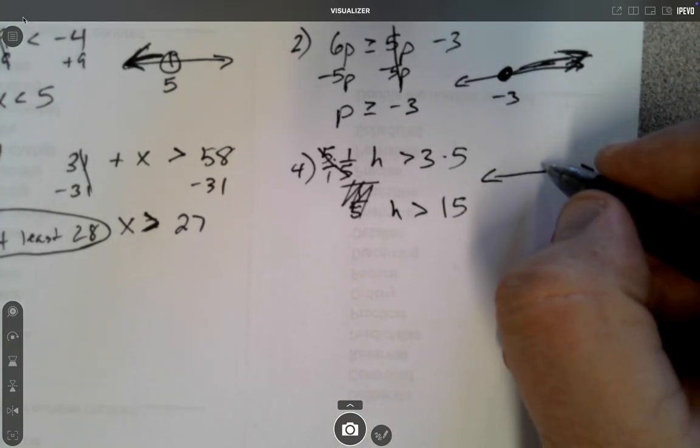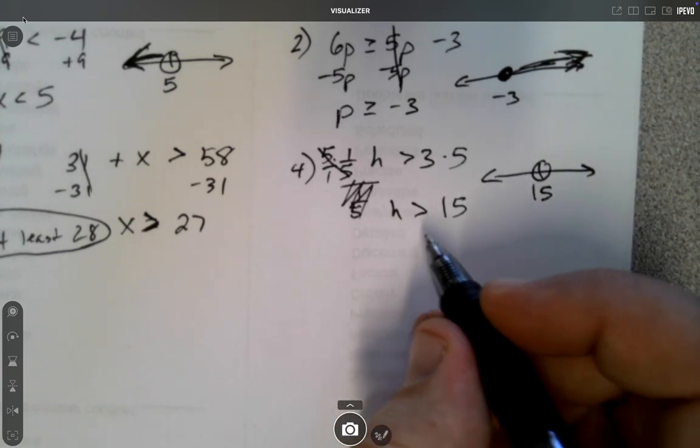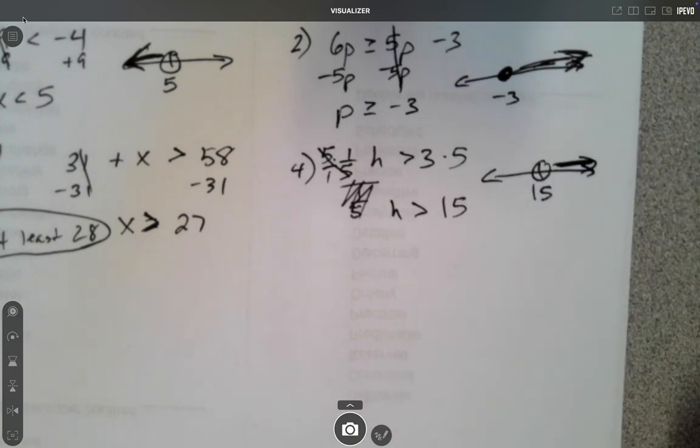So our graph will mark 15, put an open dot there because there's no "or equal to," and it says greater than, so I'll shift to the right, just like that.